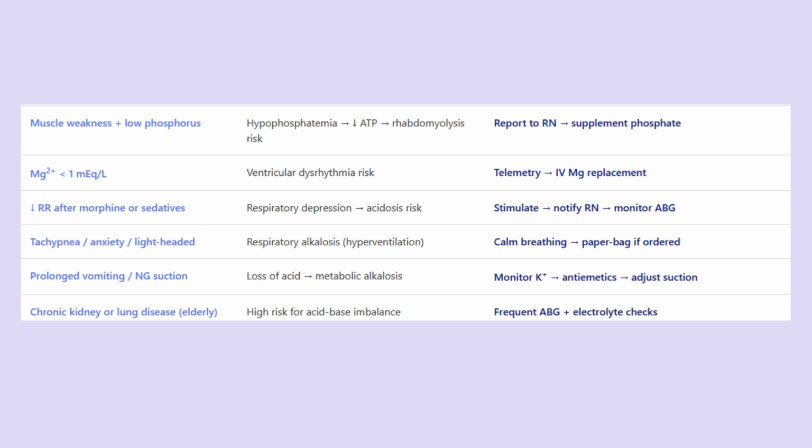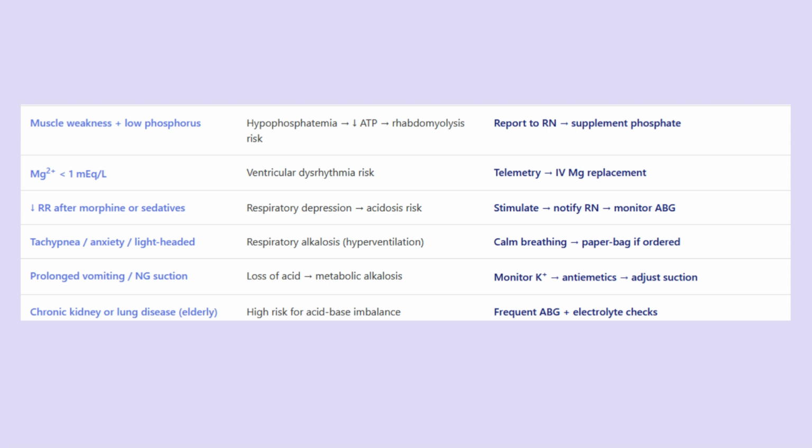If a patient has generalized muscle weakness along with low phosphate, that's hypophosphatemia. Remember, phosphate is necessary for energy production through ATP. Without enough ATP, the muscles, including the heart, can become weak. Severe cases can lead to rhabdomyolysis, or muscle breakdown. Replace phosphate carefully and monitor muscle strength.